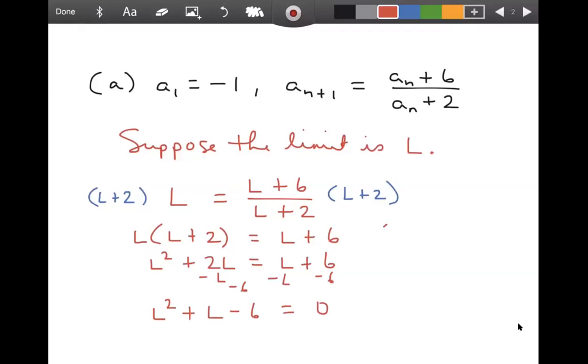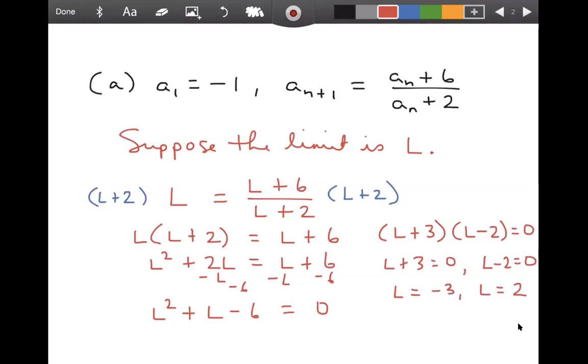That factors into (L + 3)(L - 2) = 0. So there are two possible solutions for L. However, I think we will be able to narrow down on one of them. If (L + 3) times (L - 2) is equal to 0, that means either L + 3 is 0 or L - 2 is 0, which means L is either -3 or 2.